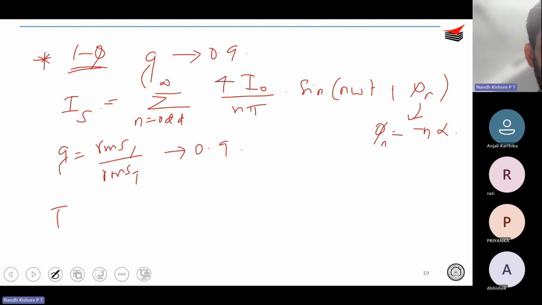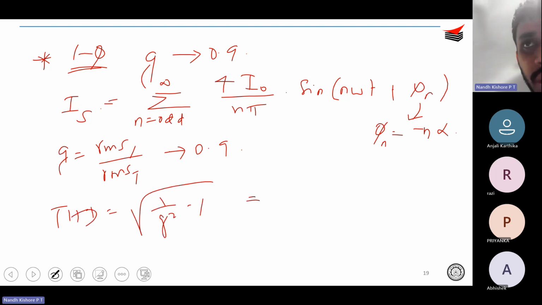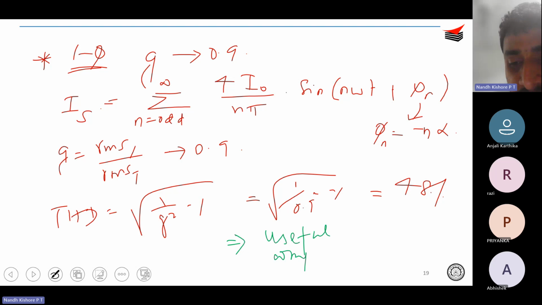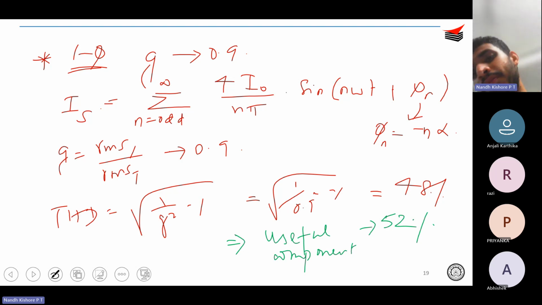Since G is 0.9, THD is root over 1 by 0.9 square minus 1, which turned out to be around 48%. Therefore, THD is 48%, and the useful component delivered to the load is only 52%, because 48% is gone as harmonics. This is for a single phase case.